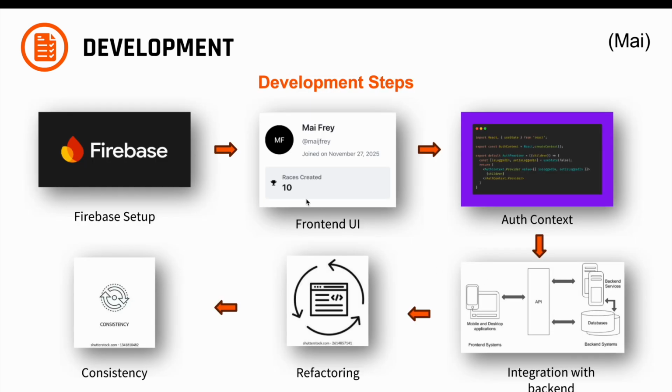Okay, so for development, my development steps were as follows. At first I set up Firebase, and then I made the front-end UI portion without integrating to the backend yet. And then I created an authentication context for the front end, and that hooked it up with Firebase. And then I integrated with the backend as the endpoints became available. And then as things progressed, I began refactoring some code to make it more reusable within React. And then finally, I made sure things were consistent throughout the whole application in the front end.